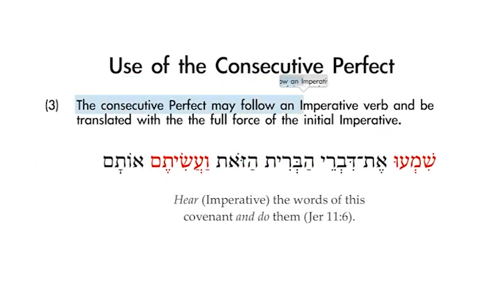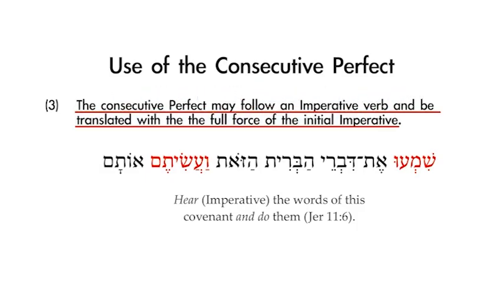Finally, the consecutive perfect may follow an imperative verb and be translated with the full force of the initial imperative. You can call this the imperatival use of the consecutive perfect. Let's look at our example. Shim'u eth divrei habrith hazoth wa'asithim otham.